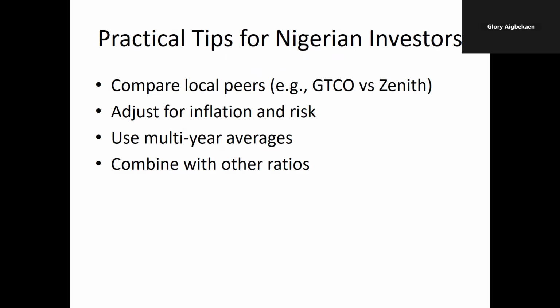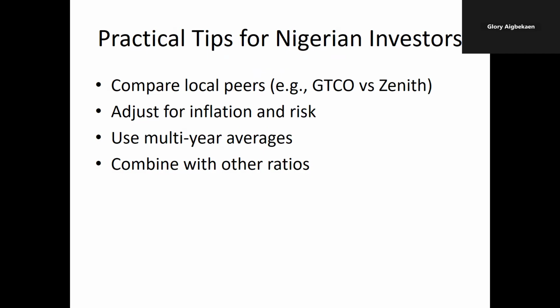Then it's also necessary to adjust for inflation and risk. You understand that inflation has been going in double digits recently, at least for 2 years in a row. So we need to make adjustments for inflation. You agree with me? A naira today is not a naira tomorrow because of inflation. So we need to make some adjustments for inflation and risk.